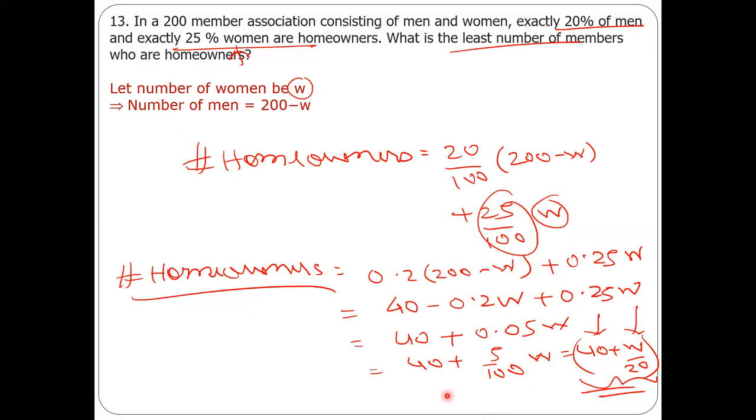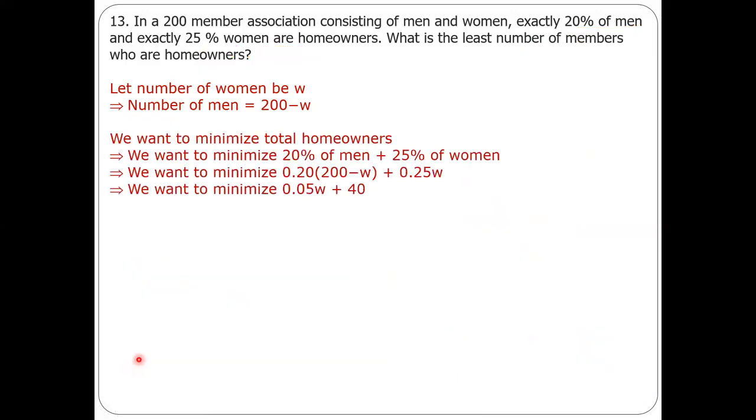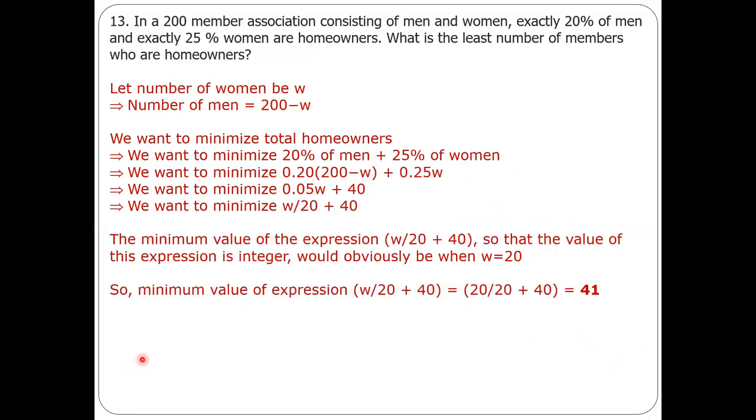This is not really a set theory question. Try it out after the class. Yeah, so this is exactly what I have done. So 41 would be the least number of members who are homeowners.